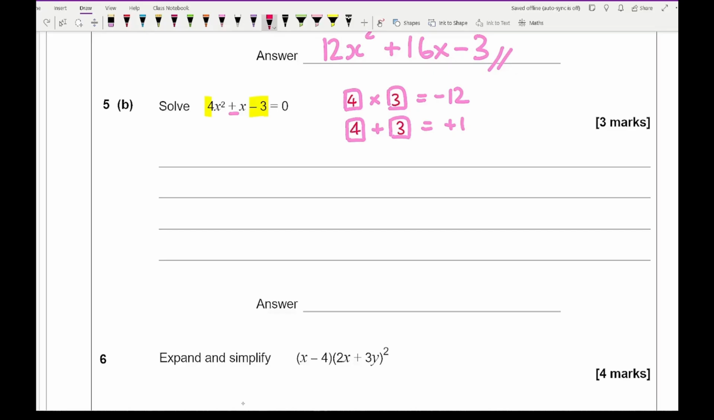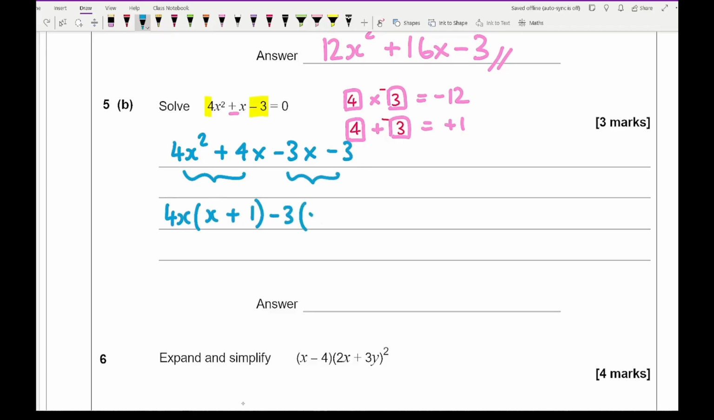Now for me to have minus 12, one of the numbers need to be negative, but because the coefficient of x is positive, it means the bigger number is going to be positive. So here it's going to be minus 3. So then substituting that all in, I get 4x squared plus 4x minus 3x minus 3. Then it's just a case of factorising the pairs. So I take 4x out, which end up with x plus 1. And then taking the 3 out, I get x plus 1 again. So then factorising this, I get 4x minus 3 and x plus 1.